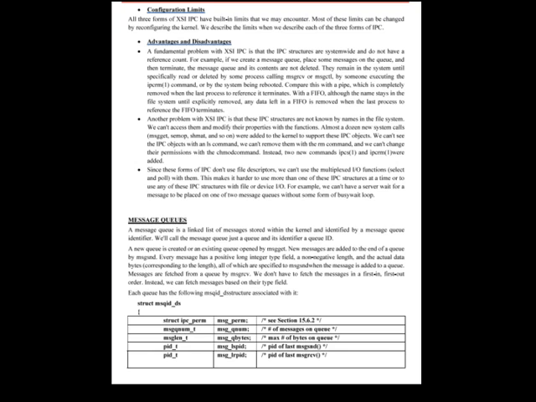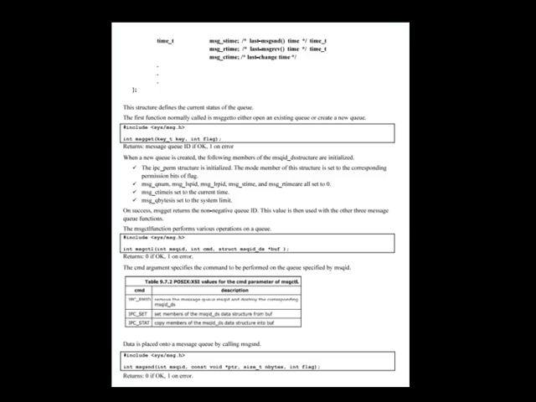Each queue has the following msqid_ds data structure associated with it. See the table here. See this structure. This structure defines the current status of the queue. The first function normally called is msgget to either open an existing queue or create a new queue. See the syntax here. Returns message queue ID if OK, -1 on error.